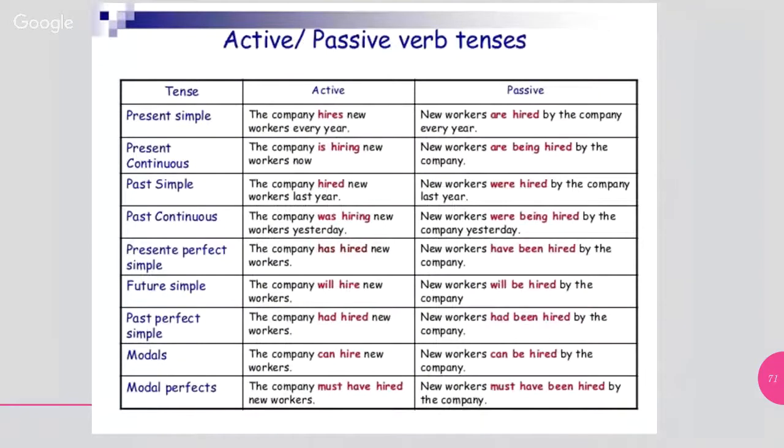The company hires new workers every year. New workers are hired by the company every year. So the same thing, I think you write the sentence down and try out all the various forms. You write the sentence, the company hires new workers every year.